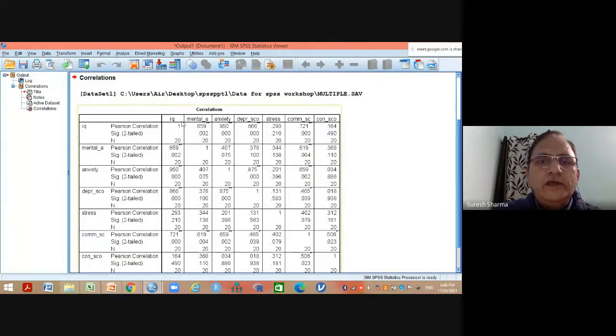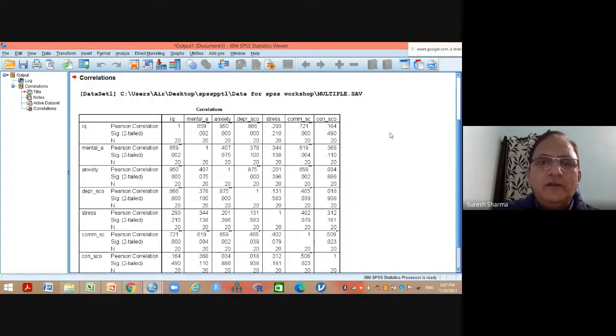Now you just see the first line. IQ with IQ is 100% correlation, that is going to happen because the same variable will be 100% correlated with the same variable. That is not our interest. Look at the next one. What is the correlation? This is correlation. I'm not talking about regression. I'm just simply saying correlation. Correlation of IQ with mental age is 0.659, and a star is there. So that means it is significant. P value is less than 0.05. Good. So IQ is related to mental age.